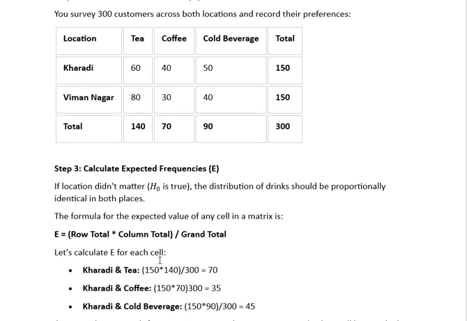Let's come to Kharadi and coffee. Kharadi and coffee: the row total is 150, the column total is 70, divided by 300. 150 times 70 divided by 300. It's a division sign.